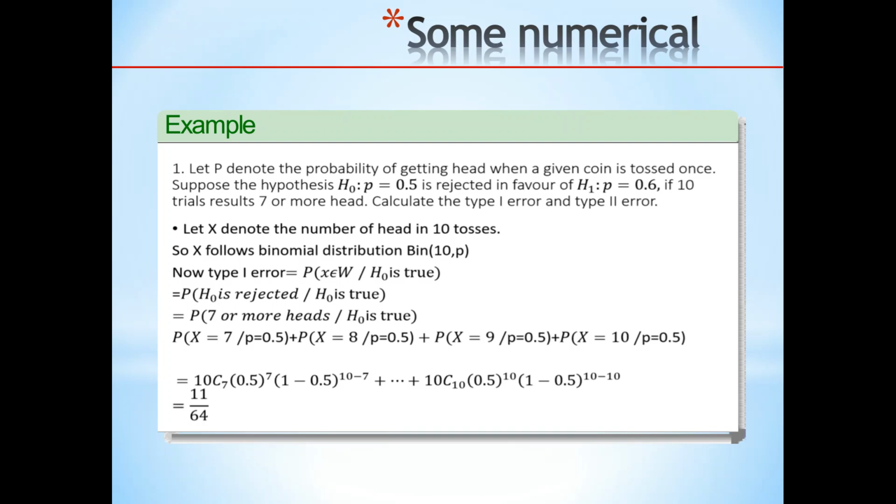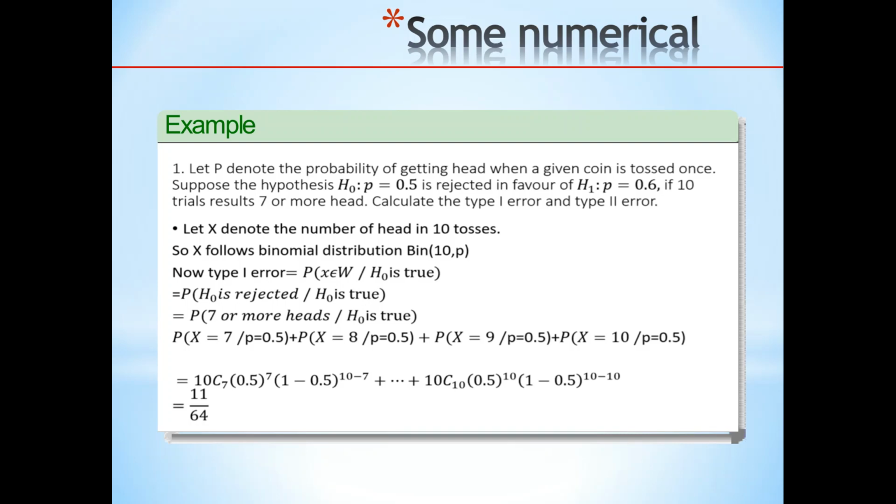So here is a numerical. Let P denote the probability of getting a head when a given coin is tossed once. Suppose the hypothesis H0, P equals 0.5, is rejected in favor of the alternative hypothesis H1, P equals 0.6. If 10 trials result in 7 or more heads, that means the null hypothesis is rejected when there are 7 or more heads. Calculate the type 1 error and type 2 error. Now since a coin is tossed, it is a binomial distribution. So here is the answer.